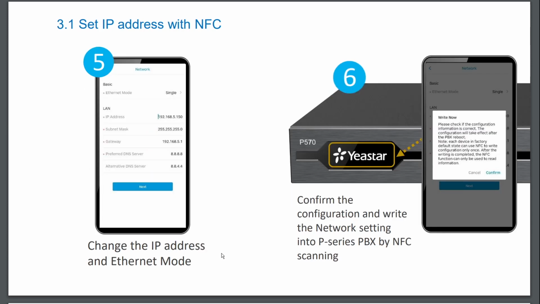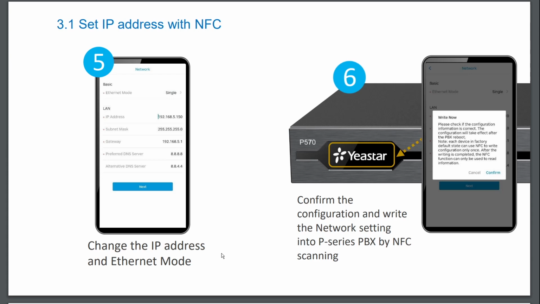And later on, you will see this particular interface. So you can customize the IP address for your PBX directly, even the Ethernet mode. Not just the IP address, even the Ethernet settings, network settings, you can realize all of them by using your mobile application Linkus with the NFC. Now, you scan it first, then you just write it down. Okay, this is basically what you're going to do.